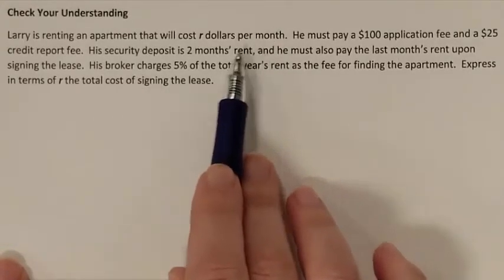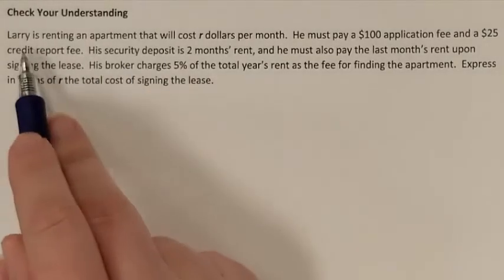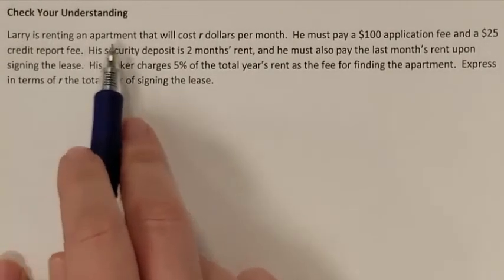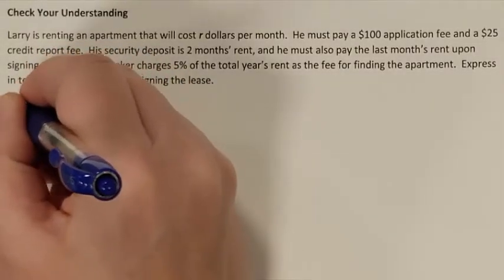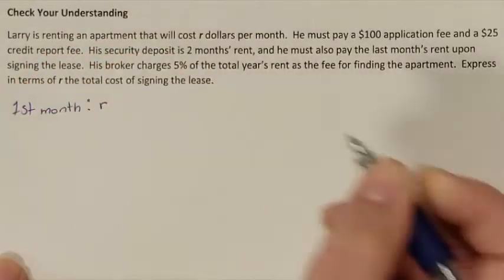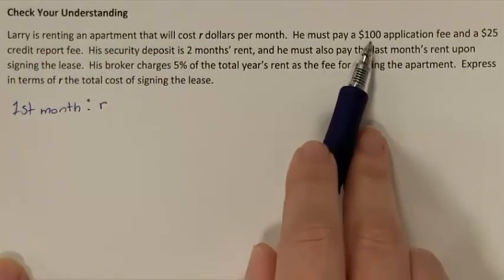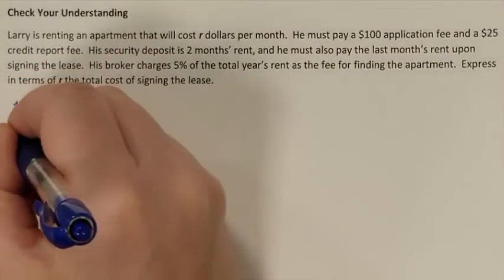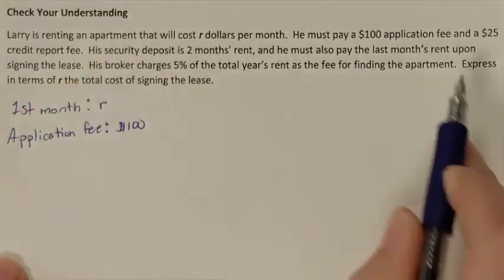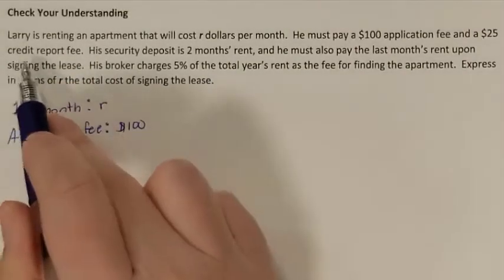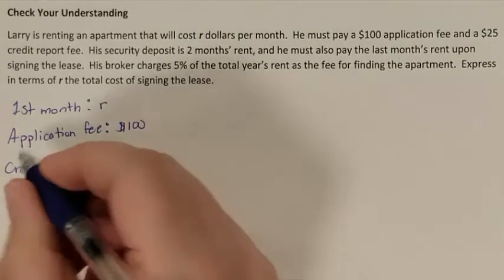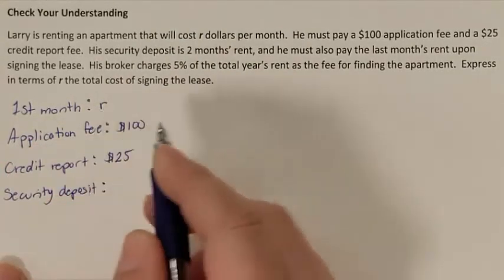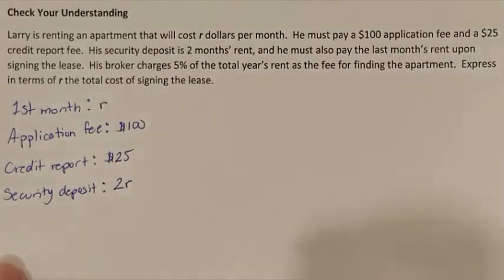So we need to figure out what each due was. So reading again. Larry is renting an apartment that will cost R dollars per month. So we know that he has to pay the first month, and that due is R. He must pay a $100 application fee. So here's his application fee. It says he also is charged a $25 credit report fee. His security deposit is 2 months' rent. So the monthly rent is R. So 2 months would have been 2R's.